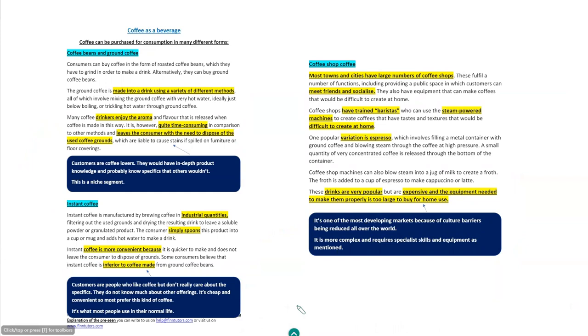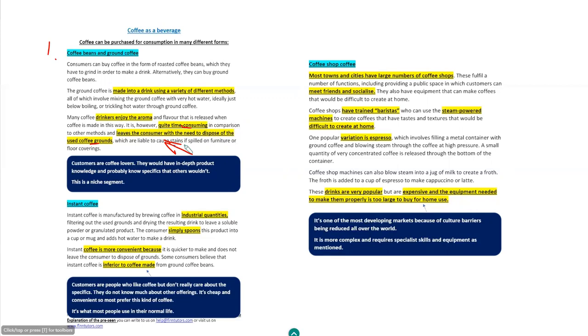Now, coffee as a beverage. There are many different kinds of coffees which can be purchased or experienced. The first one is your most traditional coffee beans and ground coffee. Now, the ground coffee is made into a drink using a variety of methods, all of which involve mixing the ground coffee with very hot water, ideally just below boiling. Many coffee drinkers enjoy the aroma, but it's time consuming and leaves the consumer with the need to dispose of the used coffee grounds. In today's time, the major reason why coffee pods, which is our main market, have come into being is because of the convenience.